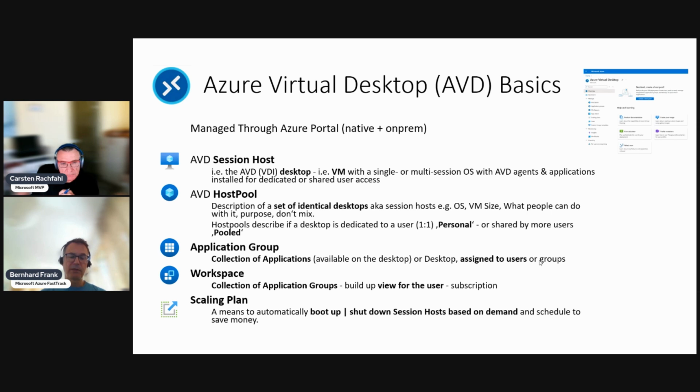And the last thing that I want to mention here, which I think is pretty important, is the scaling plan, which is a definition that you can make in Azure, where you tell which or how many session hosts need to boot up at what time, and how the upscaling and downscaling of these session hosts works. And that is done on demand. It looks up how many users are currently connecting, and based on that demand, it will scale automatically up and down to save money.